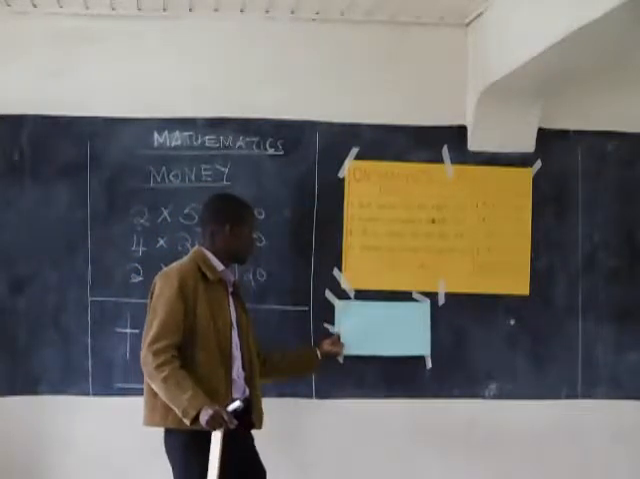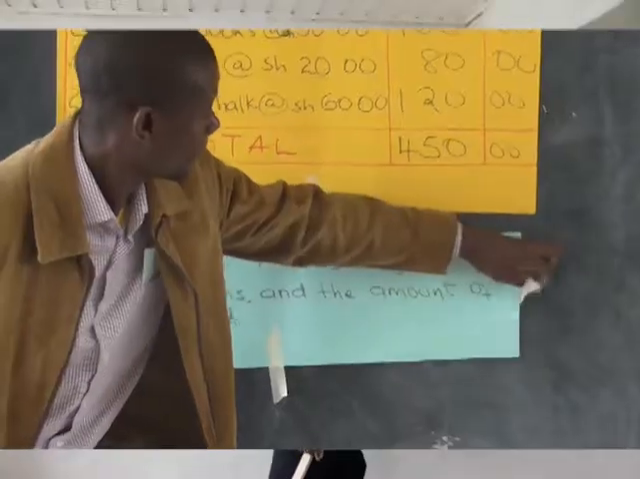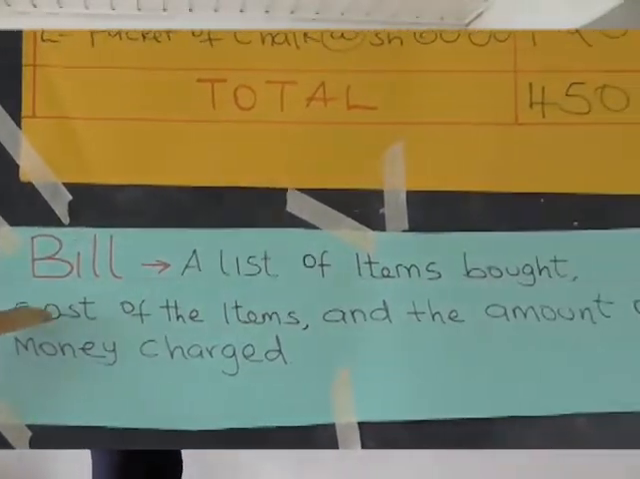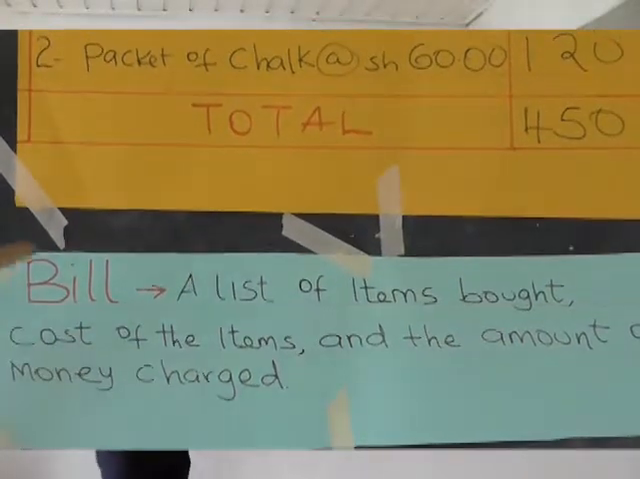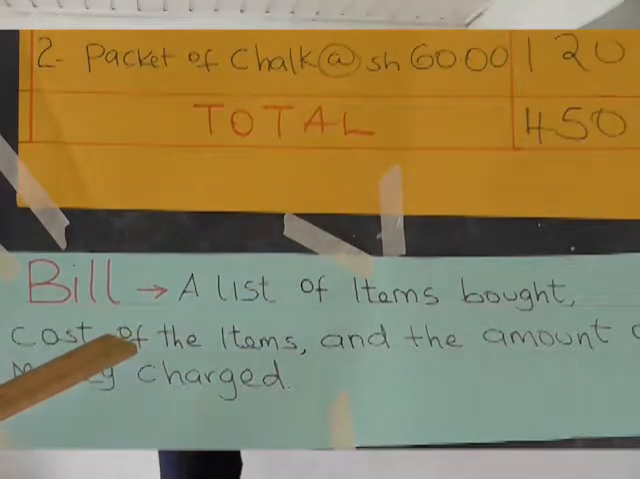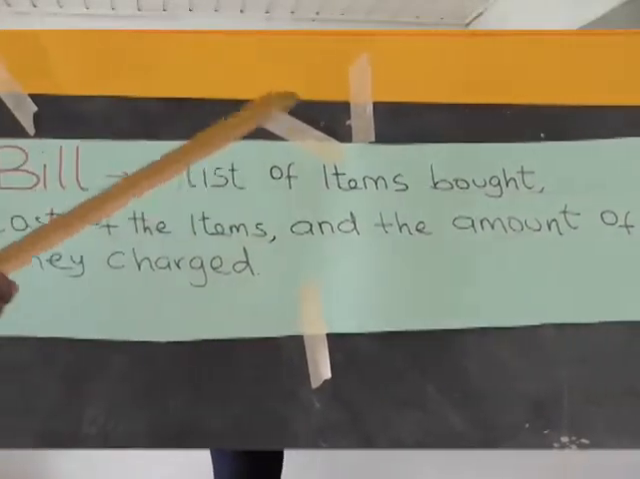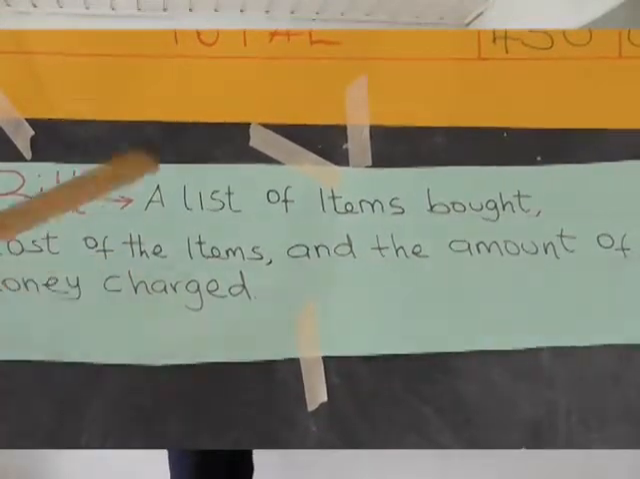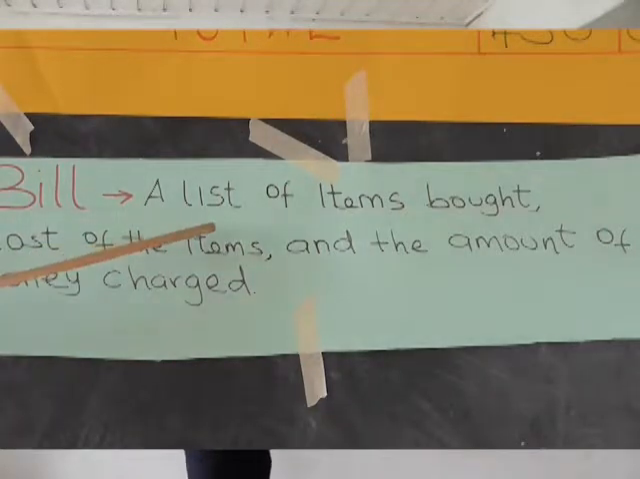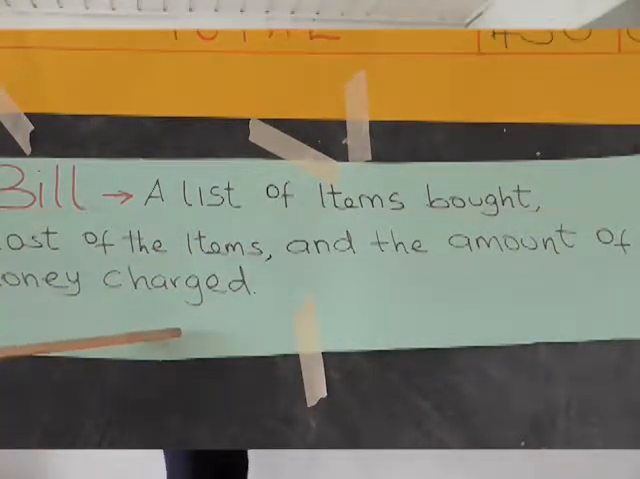Now let's see what a bill is, according to what the teacher had explained before. So class, can you read what's written here? As you can see, we are saying a bill is a list of items bought plus the cost of the items bought and the amount of the items bought. So simply, a bill is a list showing the items bought, the cost of those items, and the amount of money to be paid for those items.